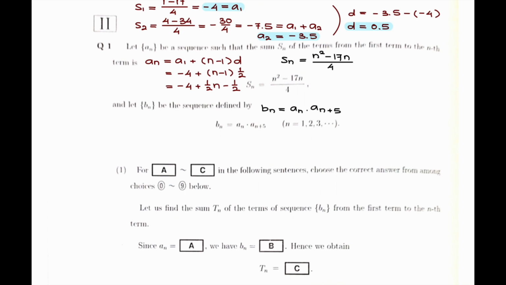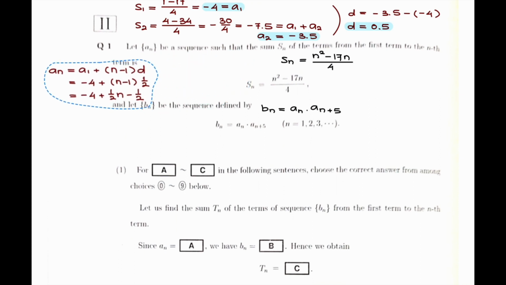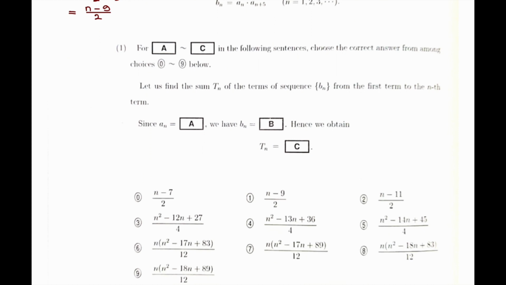I will write it down here. Negative 9 over 2 plus N over 2. If you express it in a single fraction, you will obtain N minus 9 over 2. Basically, this is your AN. So the correct answer for letter A is number 1, N minus 9 over 2.